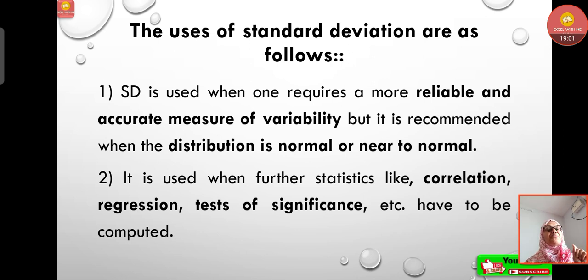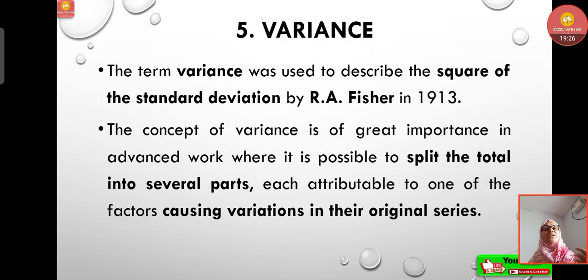It is used when further statistics like correlation, regression, tests of significance, etc. have to be computed. Generally, we use this in our research problem. We generally test or relate. If I am taking two subjects, I will do the correlation between two. If I am taking two groups of individuals, I will see the correlation between them. So, I have to use this standard deviation after calculating the mean.